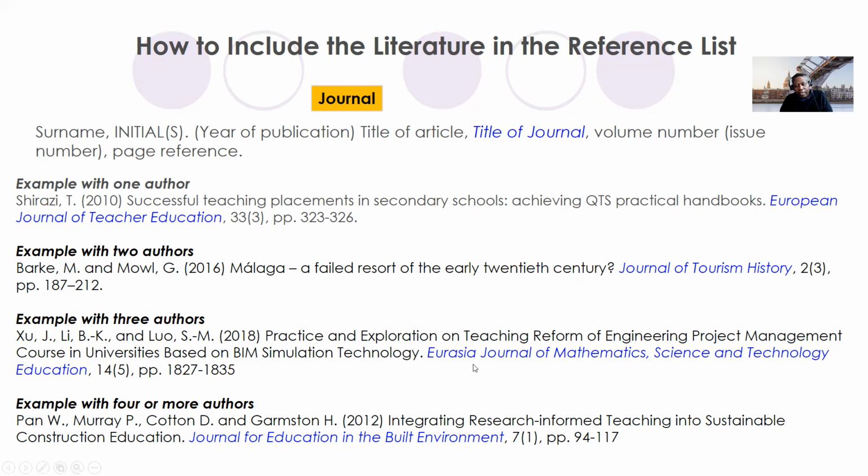When you have the article title, then the journal title, which is the Russian Journal of Mathematics, Science, and Technology, all in blue and italicized. I've just highlighted in blue here to lay emphasis, it's not supposed to be colored. An example of 4 authors, again, you list all the 4 surnames with the initials of the authors. Then you have the title of the article. Then you have the title of the journal italicized.